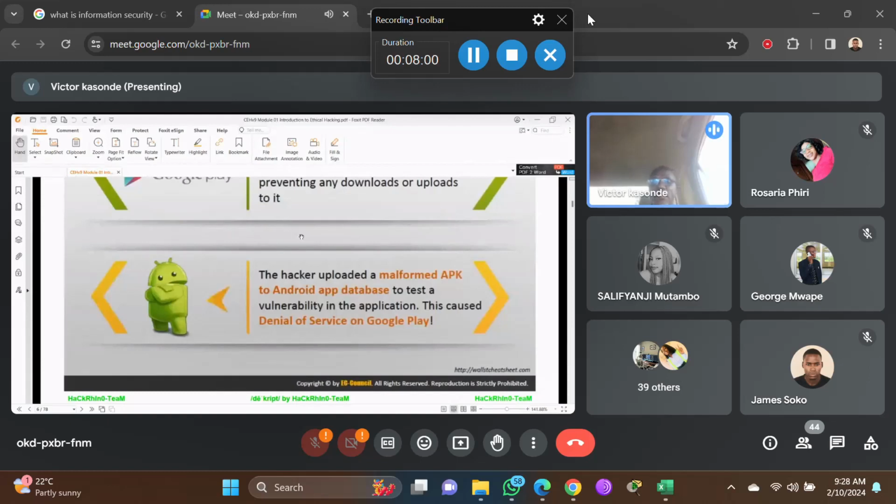When we say someone is exploiting a vulnerability, it means they are trying to check where the weaknesses are.